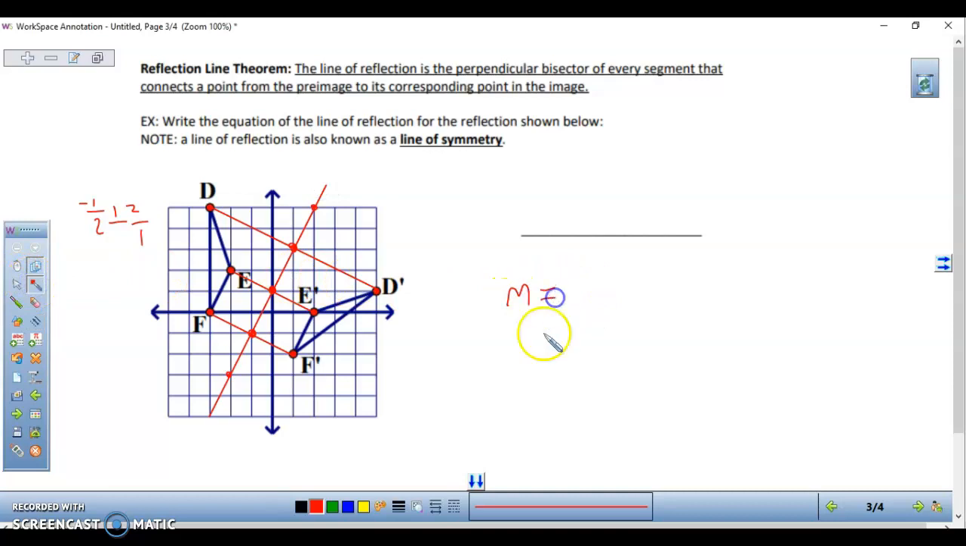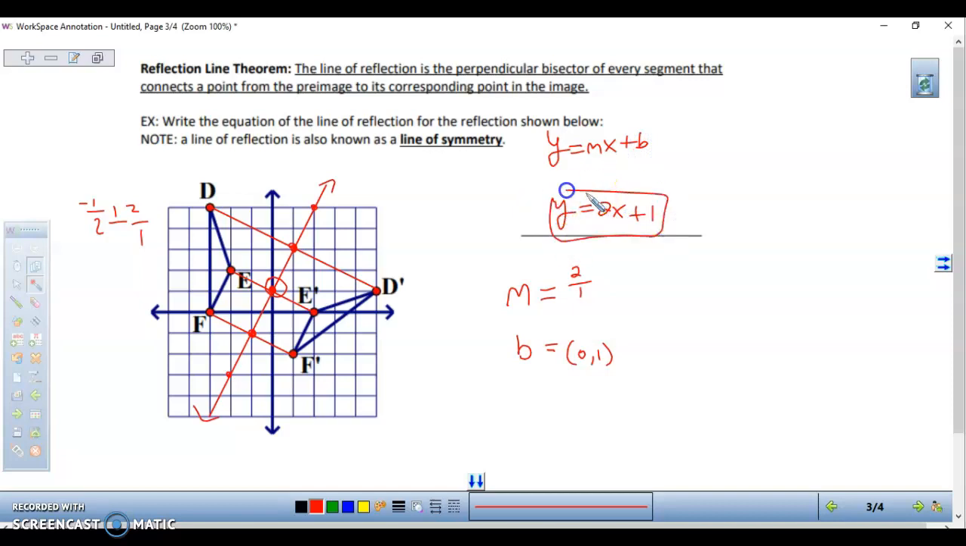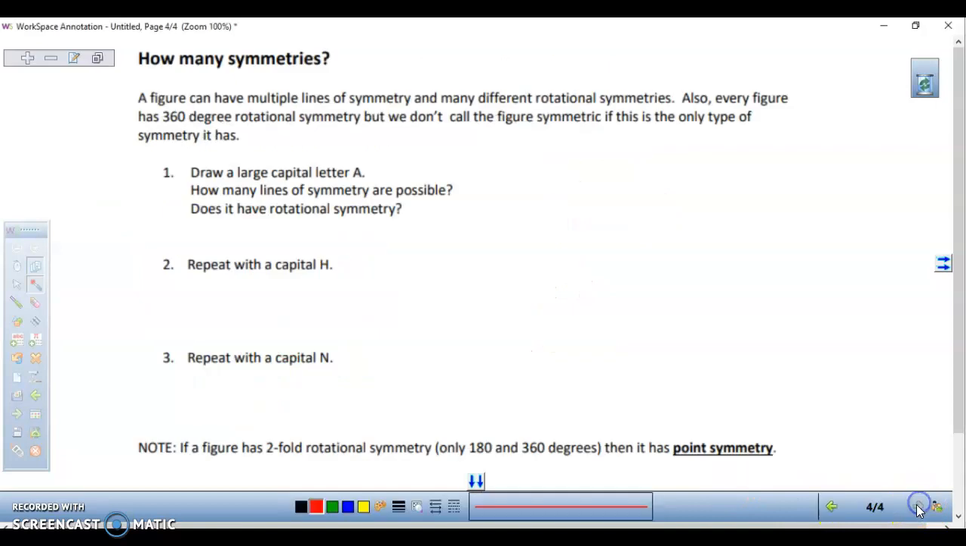And this problem wants me to give the equation of that. Well, to give an equation, I need a slope and a y-intercept. The slope of my line of reflection, the red line that I drew, is up 2 over 1. And the y-intercept is right here, (0, 1). So to write my equation in slope-intercept form, y equals mx plus b, it's just y = 2x + 1.